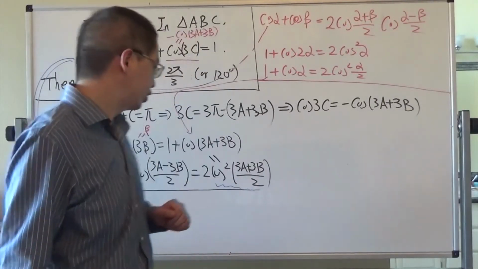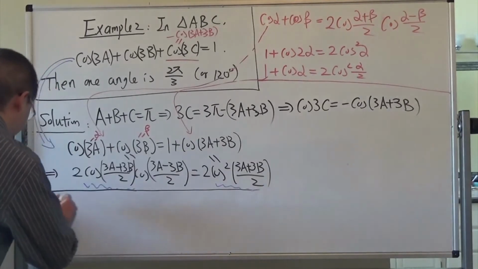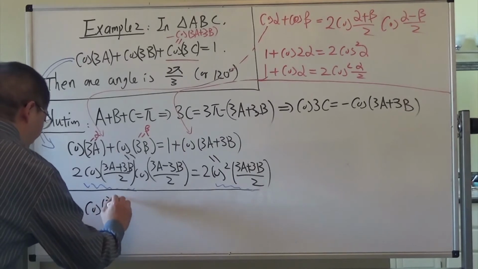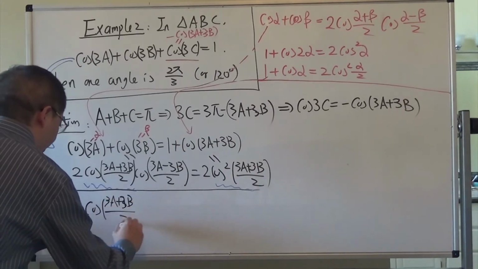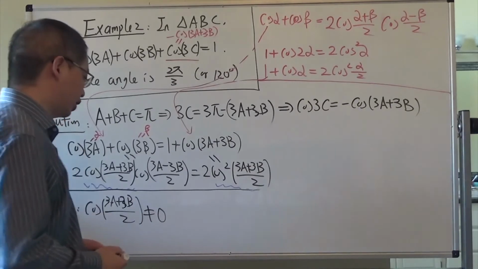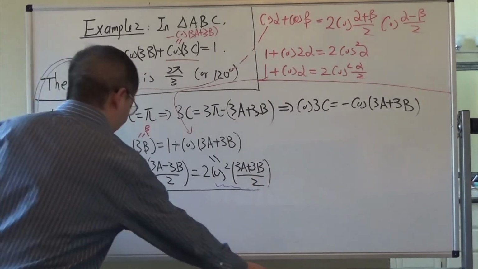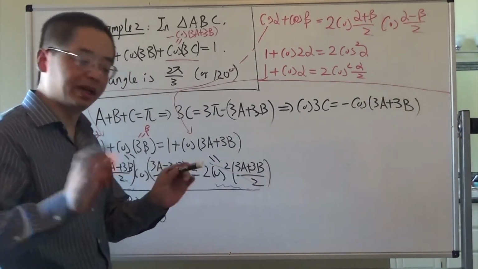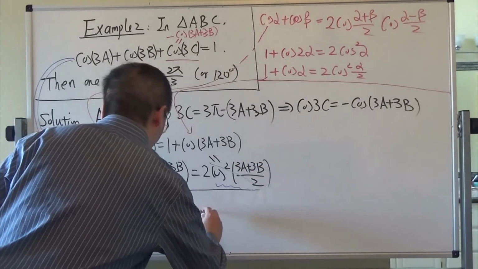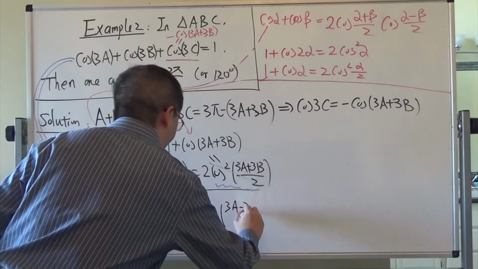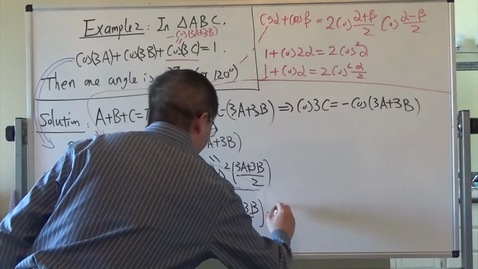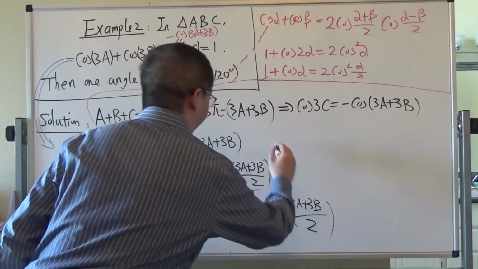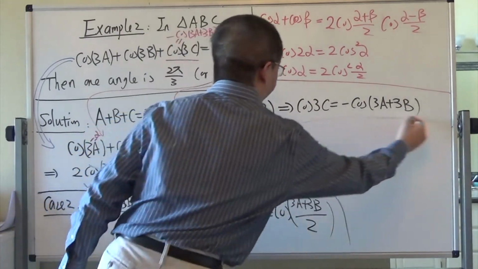Now, let's look at case 2. So case 2 is, this is not 0. We have cosine of (3a plus 3b) over 2 not equal to 0. And then we can just cancel this cosine on both sides. And this leads to, again, a simplified equation. From here we just get cosine of (3a minus 3b) over 2 equals cosine of (3a plus 3b) over 2.